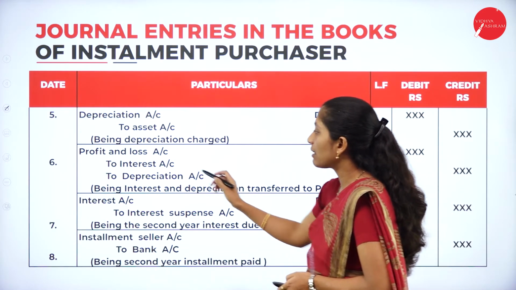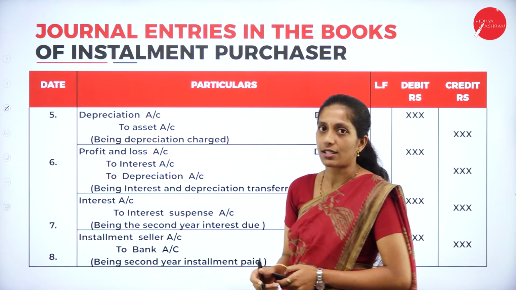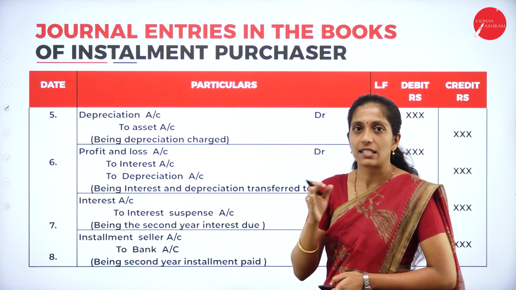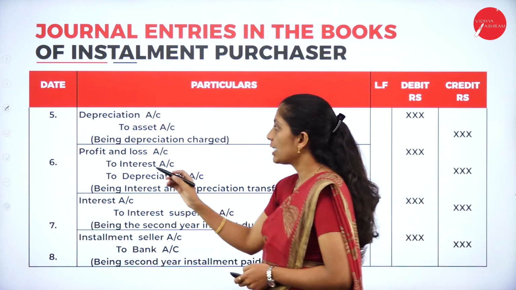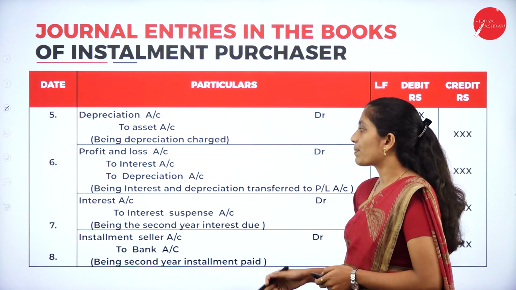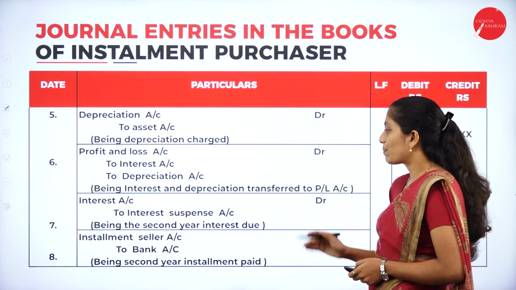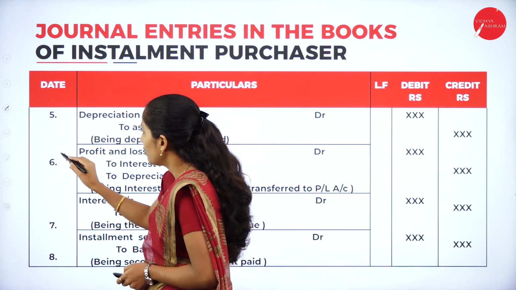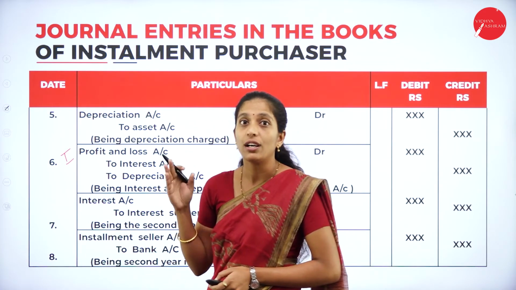Next, transfer interest and depreciation to profit and loss account. As usual, we are going to transfer interest as well as depreciation to profit and loss account. Your entry will be profit and loss account debit to interest account, to depreciation account, being interest and depreciation transferred to profit and loss account. Till here, we have recorded the entries for the first year.